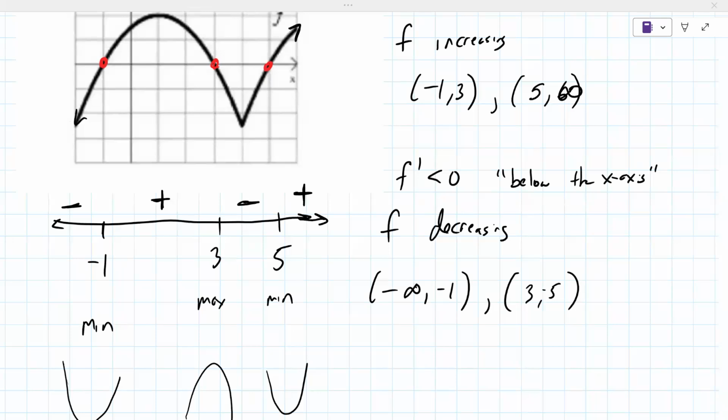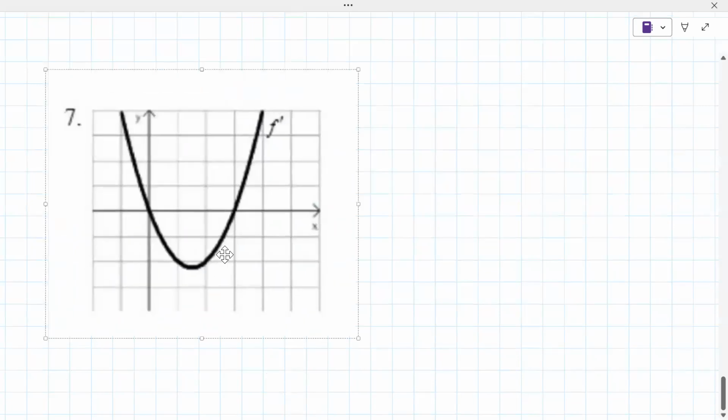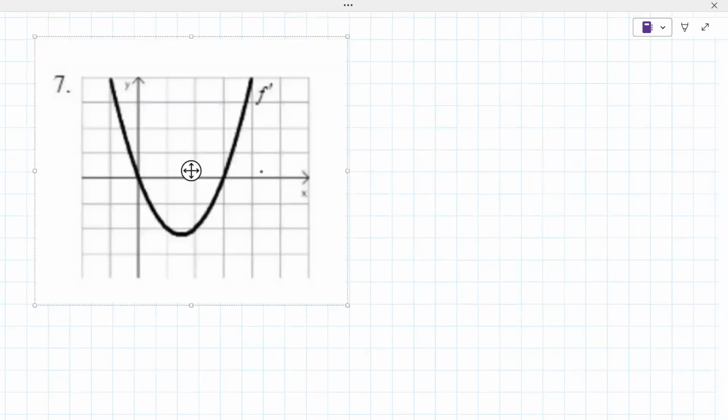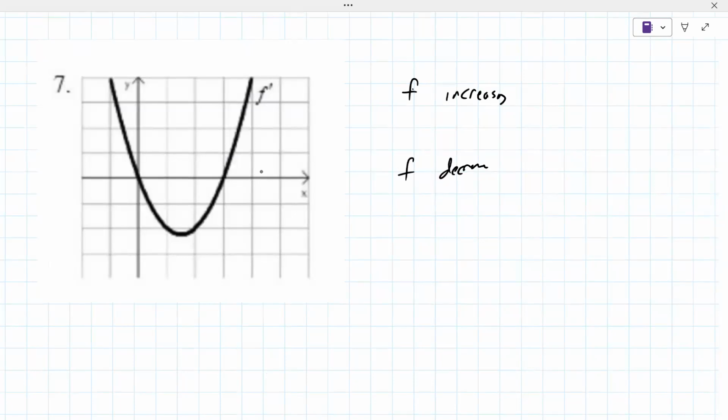All right. So I'd like you to try 7. Again, they're giving you the graph of the derivative. So we want to know where f is increasing and where f is decreasing. It's the same rules as before. It's where the derivative is less than 0 or greater than 0.